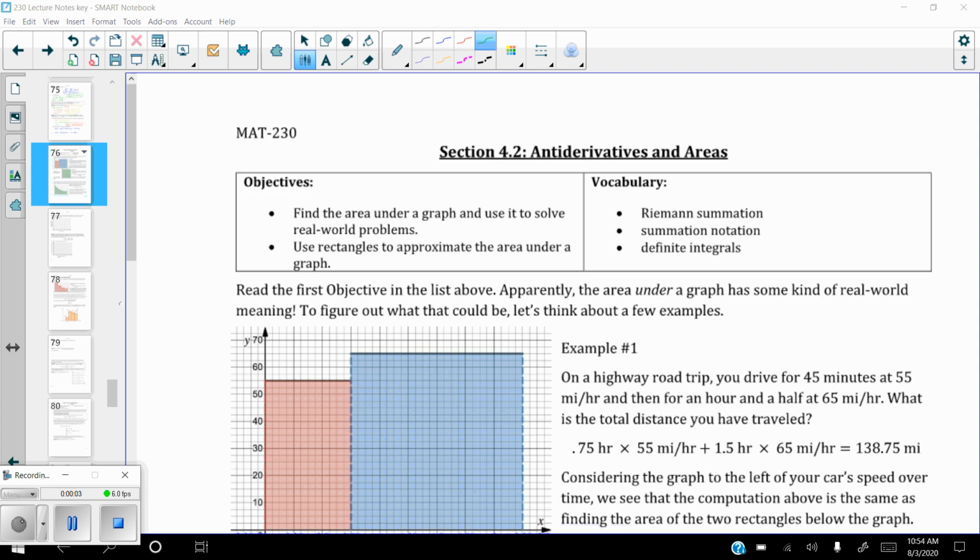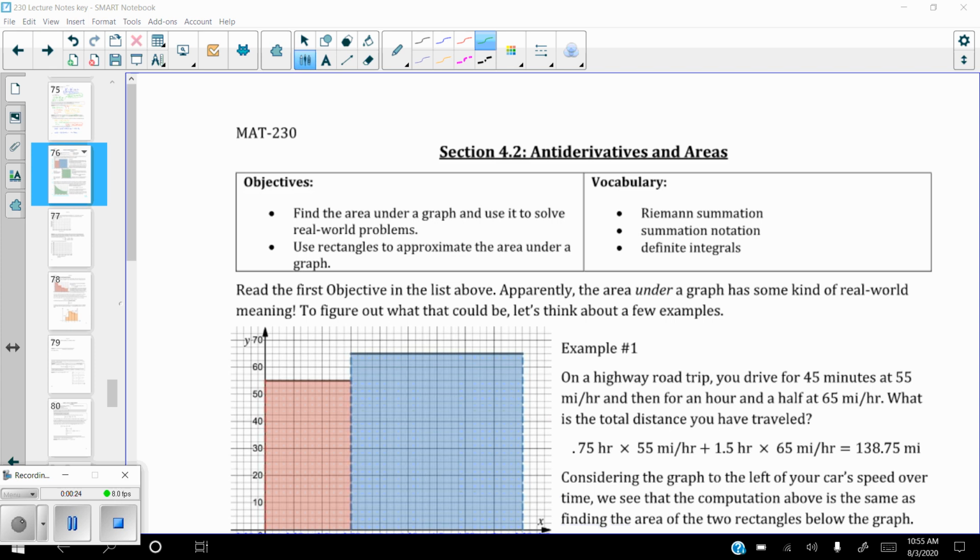Okay, we're in section 4.2, antiderivatives and areas. So now what we're saying is basically there's going to be some kind of a correlation here. Our objectives are going to be to find the area under a graph and use it to solve real-world problems, and then to use rectangles to approximate the area under a graph.